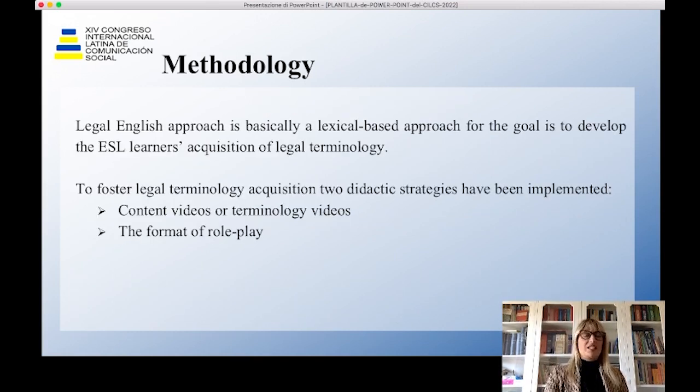We can say that the legal English approach is basically a lexical-based approach, since the goal is to develop the learners' acquisition of legal terminology by non-native speakers of English. So I have tried to experiment with two didactic strategies. The first one is the use of content videos or terminology videos, and the second one is the format of a role play.